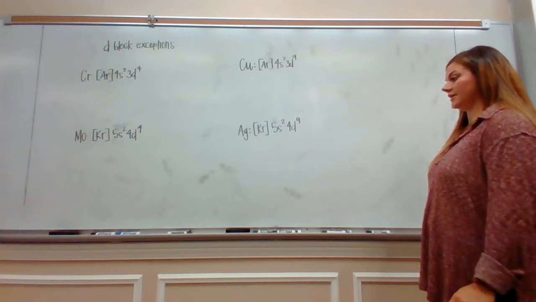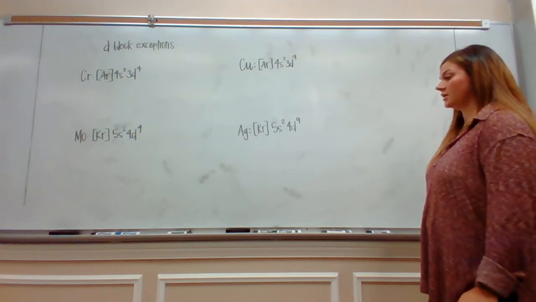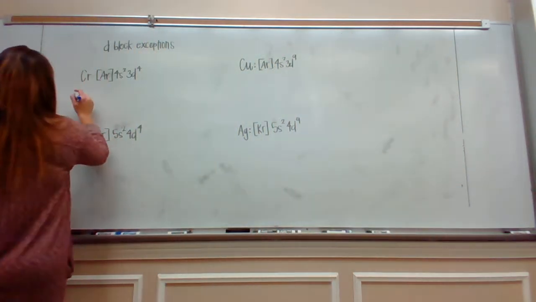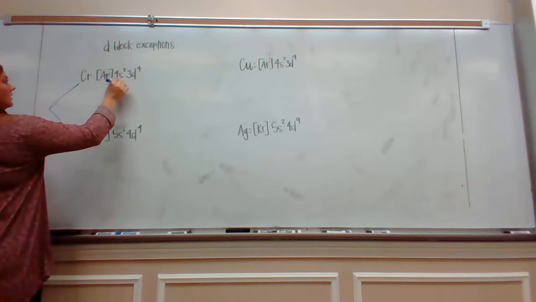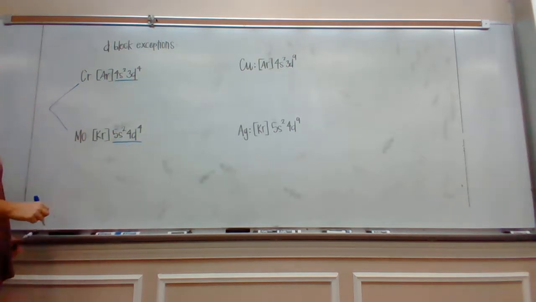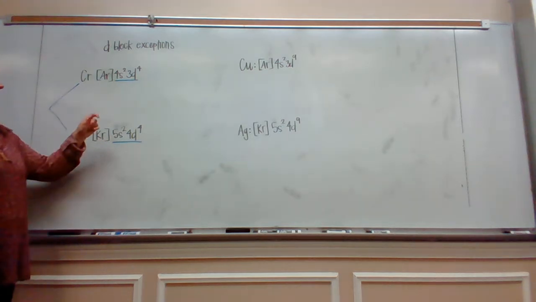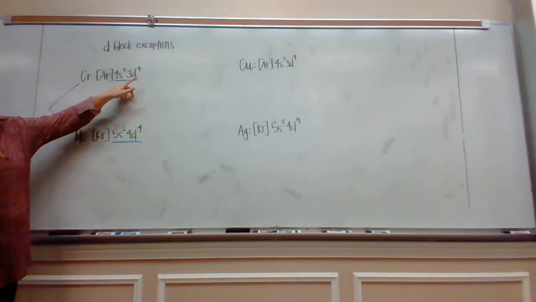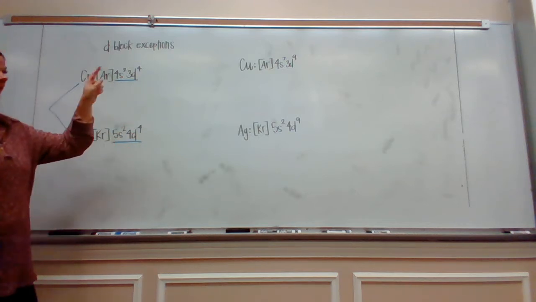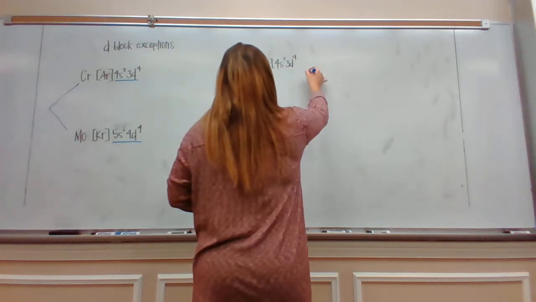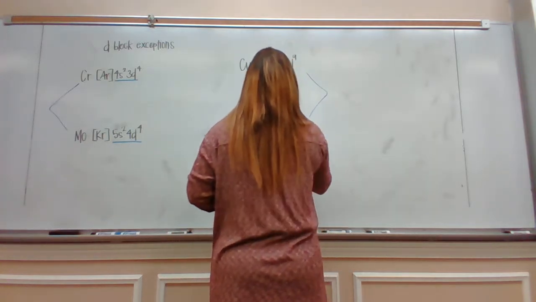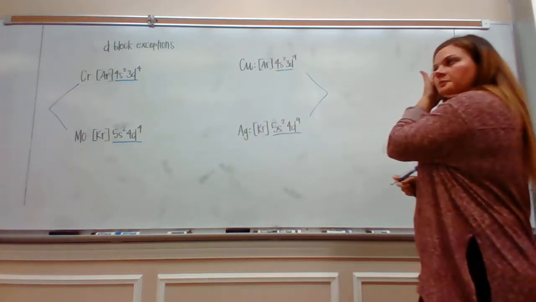Alright, so I've written the electron configurations. You'll notice, though, for these 2, the valence electrons look exactly the same. They're just in a higher energy level. So this is 4s2, 3d4. This is 5s2, 4d4. Okay? These 2 also look the same. They're 4s2, 3d9, 5s2, 4d9.